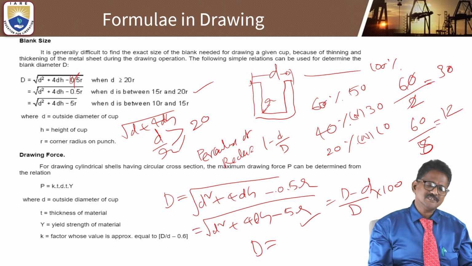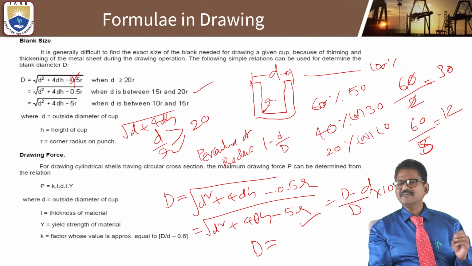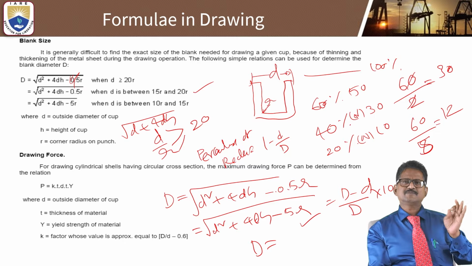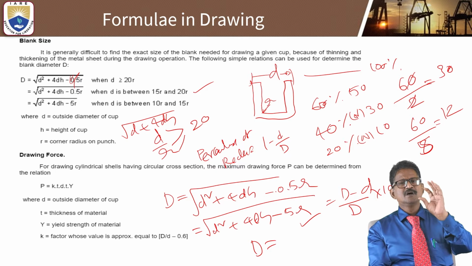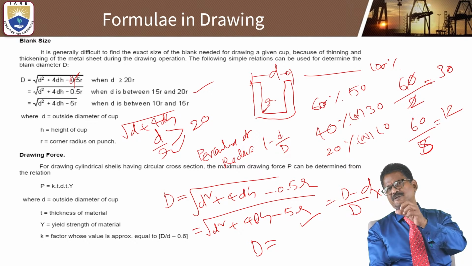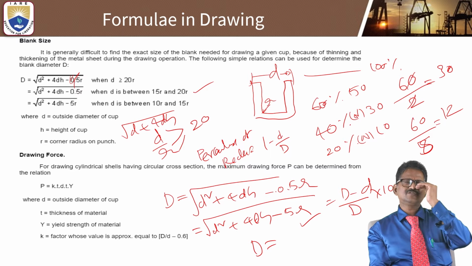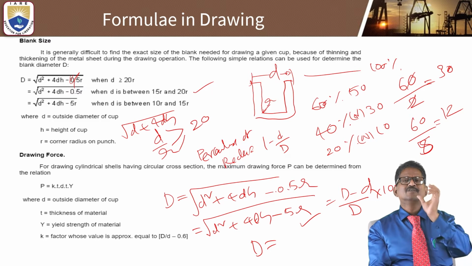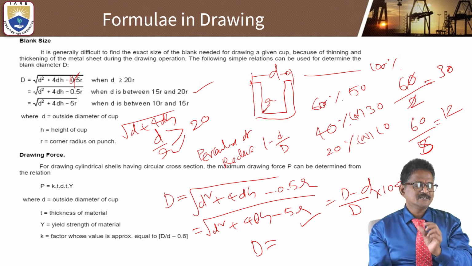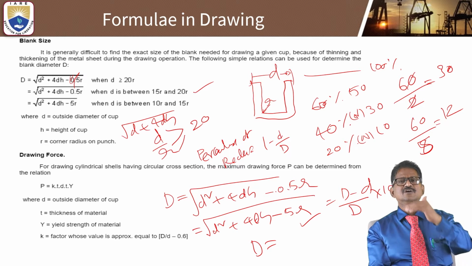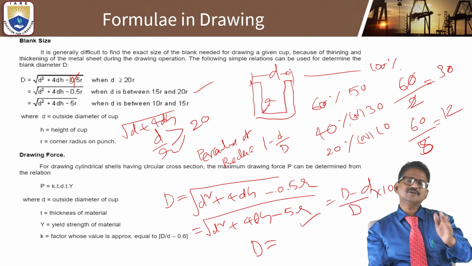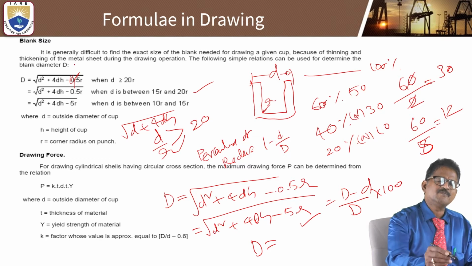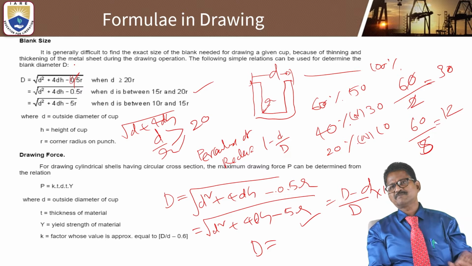So these type of problems every year they may ask in the GATE examination, competitive examination. So they will twist like initially they will give the outside diameter of the cup, height will be given, corner radius will be given. First you should do, before determining the blank size, first you need to have the draw ratio. So the d by r ratio we will calculate. So depending upon that ratio only, you can identify which formula to be used for determining the blank size.